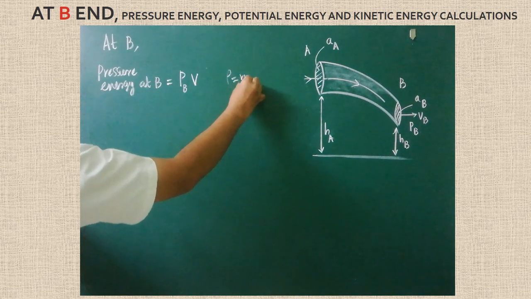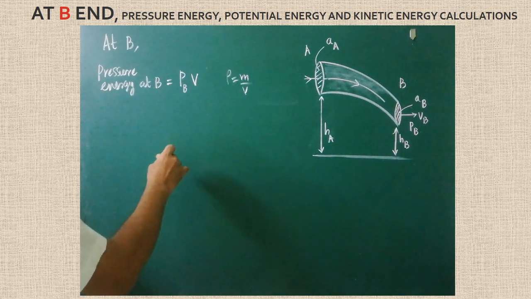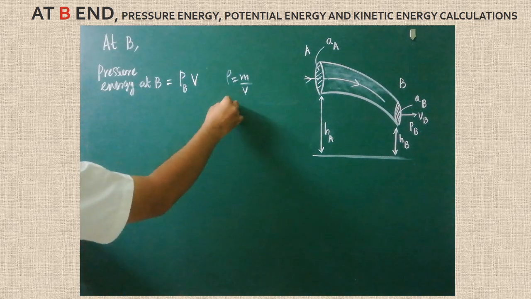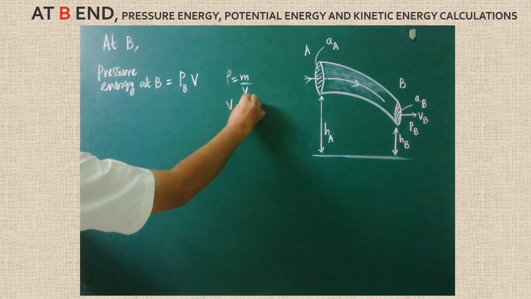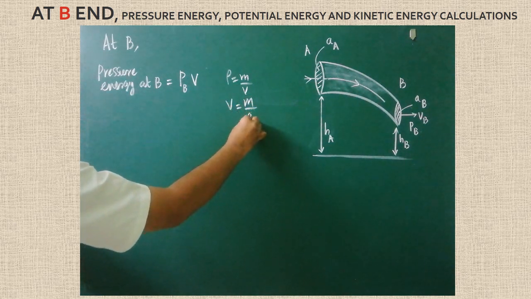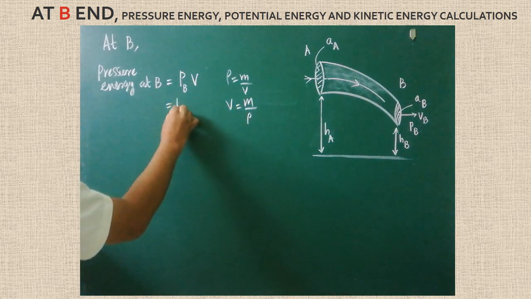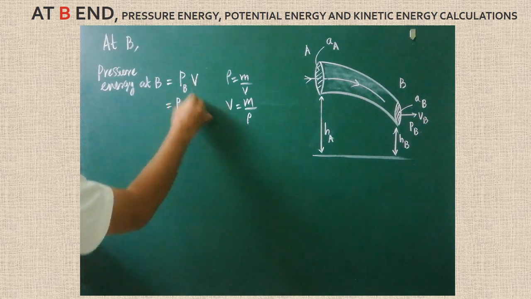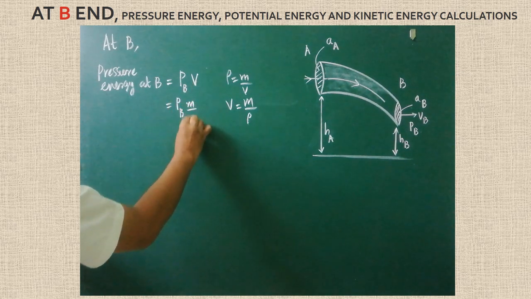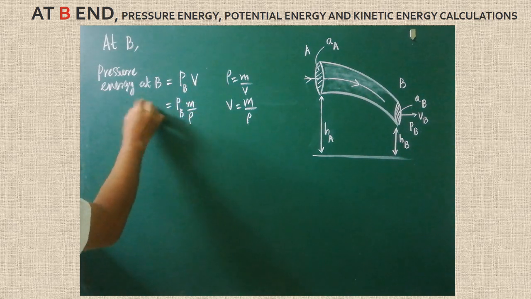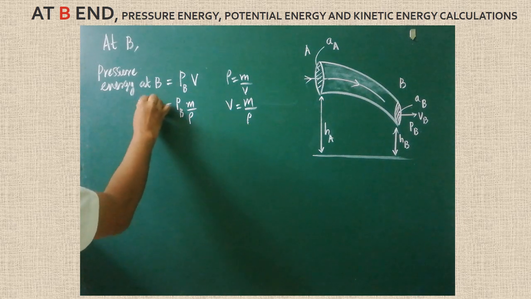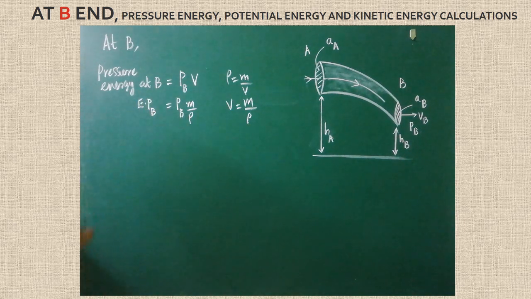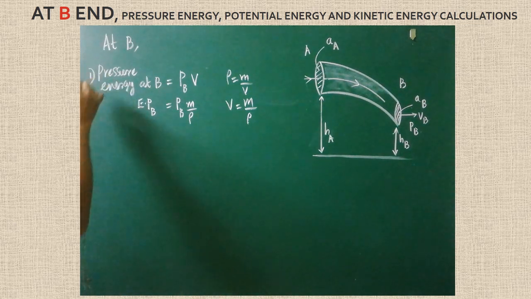The same thing can be written in some other form also. Density is equal to mass per volume. Are you clear? Volume is equal to mass per rho, mass per density. Therefore, PB, instead of V substitute M by rho. Are you clear? This is the pressure energy. So we can write it as EPB. What is EPB? Pressure energy at B. So the first thing is calculated.